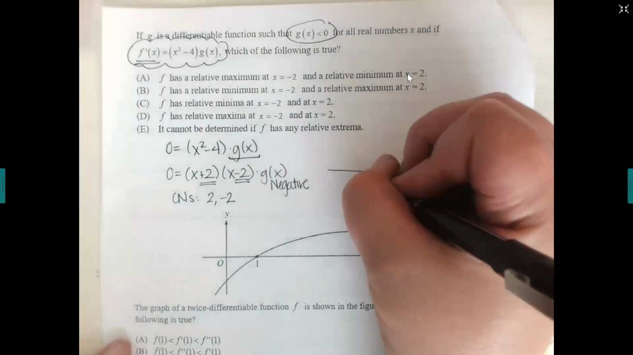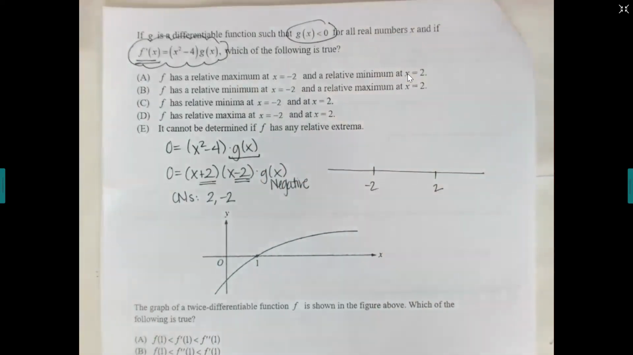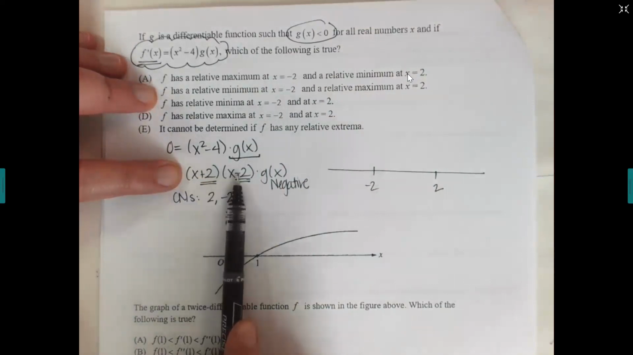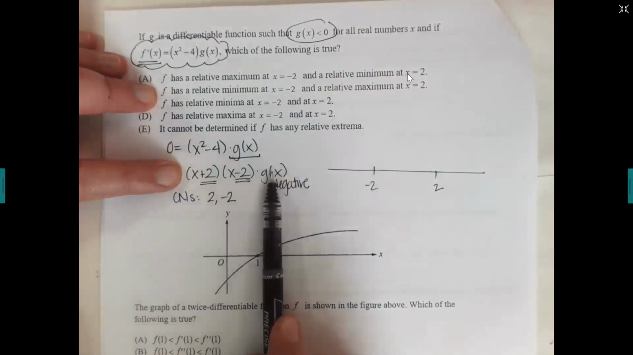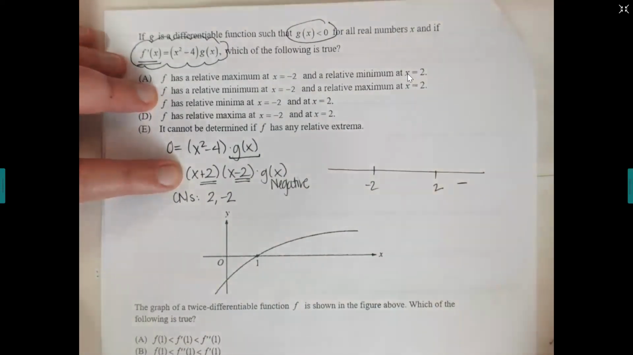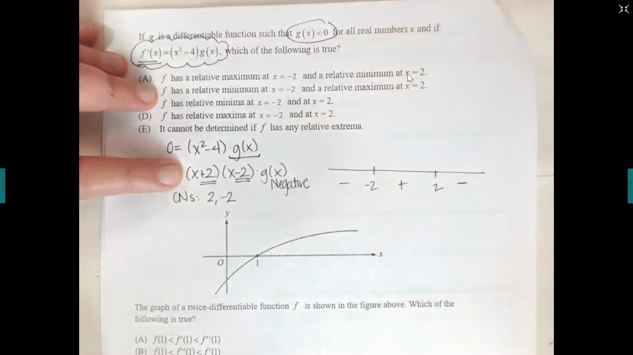So we'll put -2 and 2. Bigger than 2, say we pick 3. 3 plus 2 is positive. 3 minus 2 is positive, but what is g of x? Always negative. So a plus, plus, minus, overall that interval is negative, or minus. Okay, then between them, we know it's going to flip-flop.